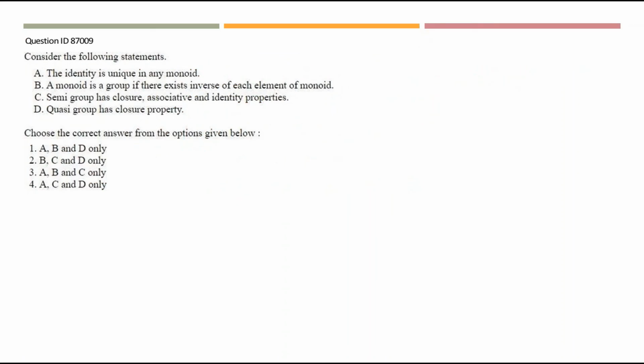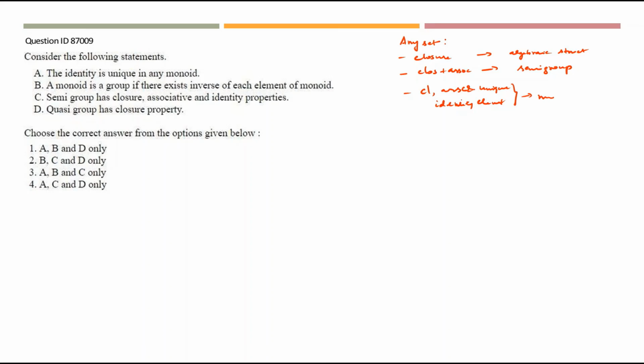Next question, consider the following statements. Let's have a general statement here. Any set with the given operations, if it follows closure property, is called an algebraic structure. When it follows closure property and associative property, it is a semigroup. When it follows closure, associative and has a unique identity element, it is called a monoid.